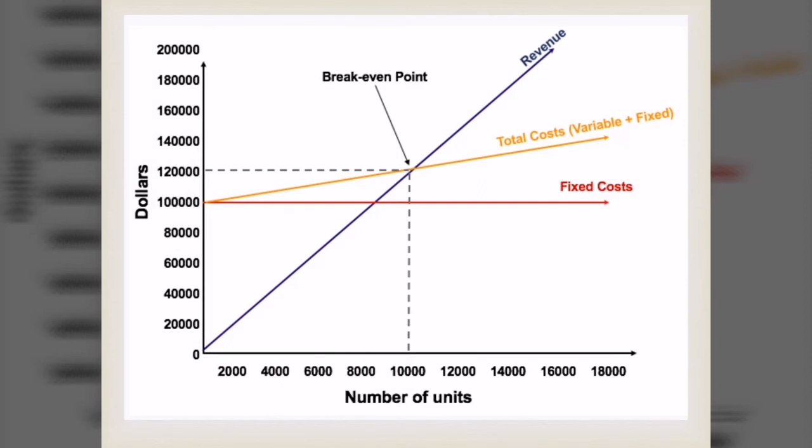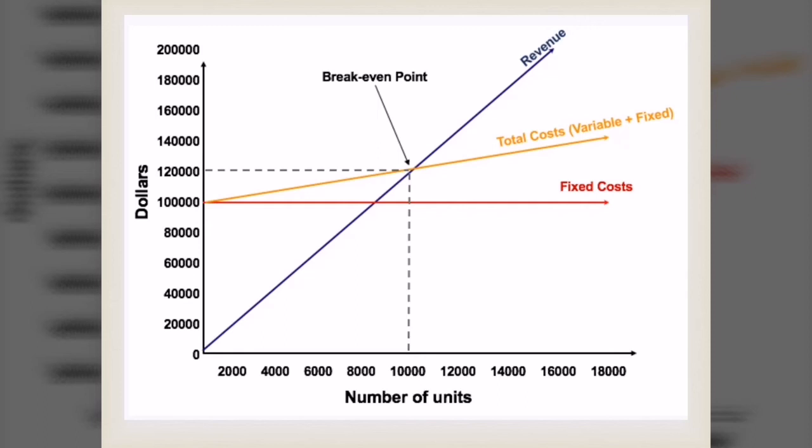Let us examine this graph. The number of units is on the x-axis, or horizontal, and the dollar amount is on the y-axis, or vertical. The red line represents the total fixed cost of $100,000. The blue line represents revenue per unit sold. For example, selling 10,000 units would generate 10,000 times 12 equals 120,000 in revenue. The yellow line represents total cost, fixed and variable cost.